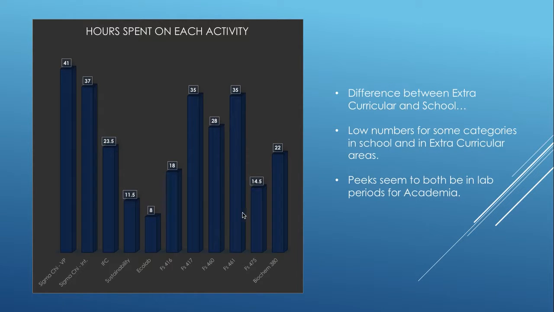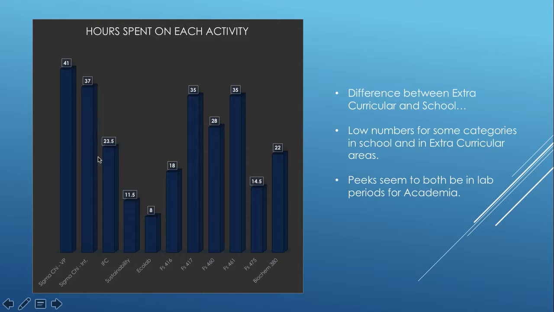Just some basic things to go over on this slide is the difference between the extracurricular and school activities. Just from looking at the graph, you can see that it's kind of a 50-50 split for school and extracurriculars. At the beginning of the year, that was good to realize because it helped me later in the project. But it's kind of scary to see that right when you start off the school year, knowing that you're putting so much time into these extra activities and not as much into school as you should be. So low numbers for some of the categories in school and extracurricular areas.